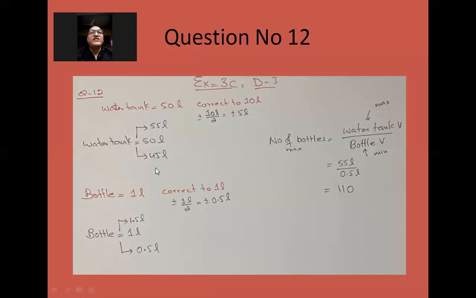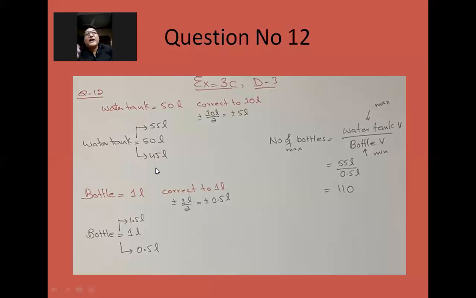So 55 liter divided by 0.5 liter will give you 110. So from this tank, the maximum number of bottles which can be filled will be 110 bottles, and that will only be possible if you have taken the upper bound of the volume of the water tank, and you have taken the lower bound of the volume of the bottle. But the final answer is 110. And with this question, we have reached the end of this exercise.